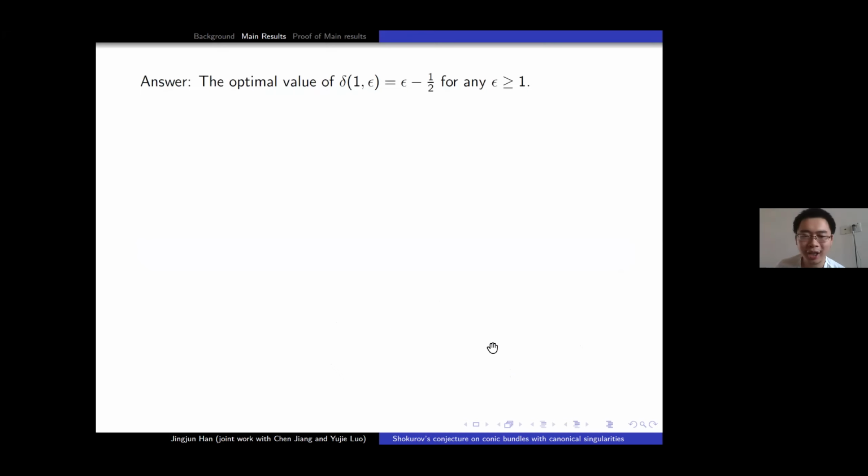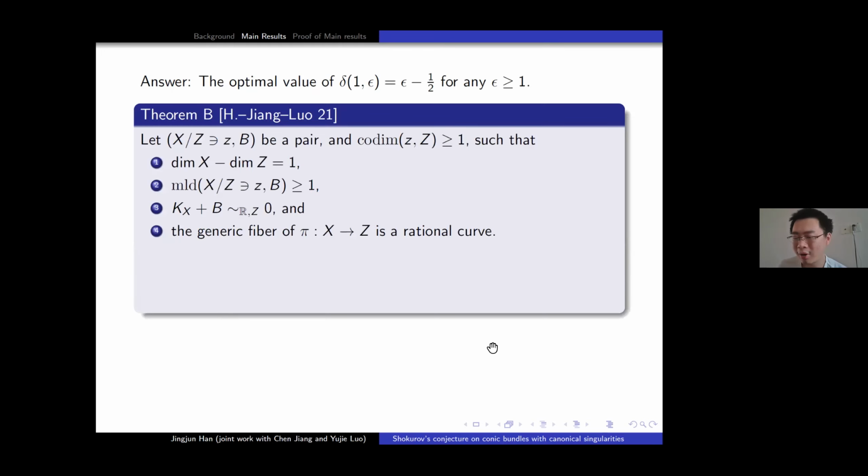Then in our joint work, we give the optimal value of delta 1 epsilon. The optimal value is equal to epsilon minus 1/2. So in particular, in the Shokurov conjecture on conic bundles, if we take epsilon to be 1, then we get that the singularity of the base is at least 1/2. So this gives us the positive answer to the Shokurov conjecture. Now I would like to state our second main theorem.